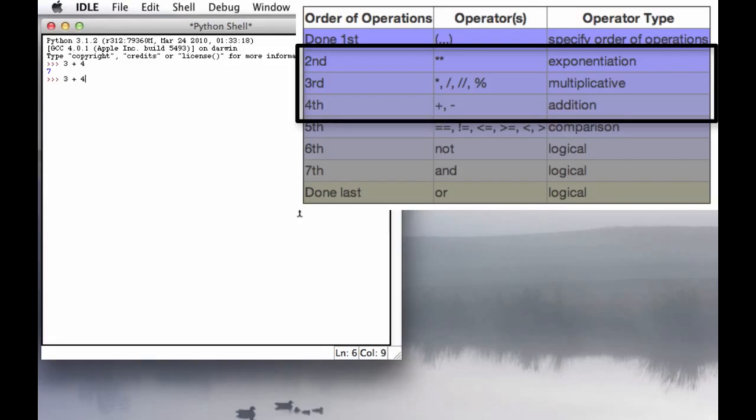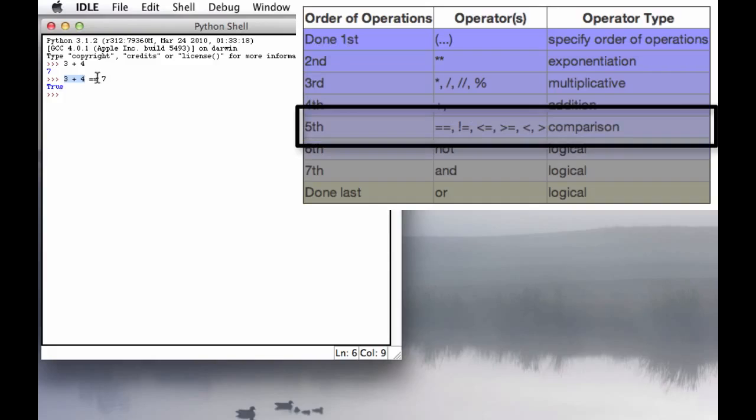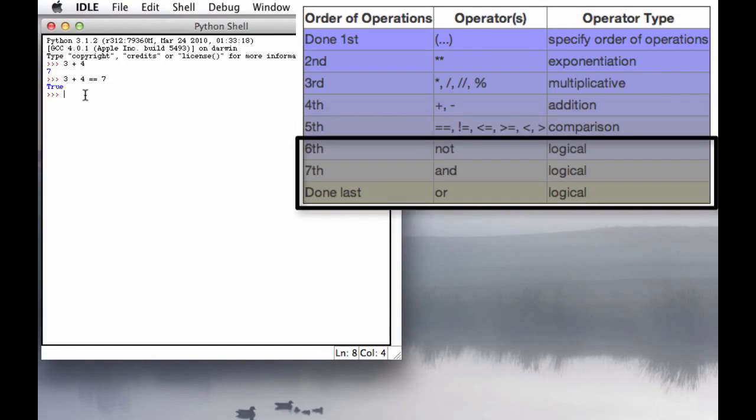So if we did 3 plus 4, is that equal to 7? We get that the result is true. So the first operation it does is the arithmetic operation, the addition, and then it checks the comparison operator to see if those are equivalent. And then the thing that finally gets done is logical operators following that.